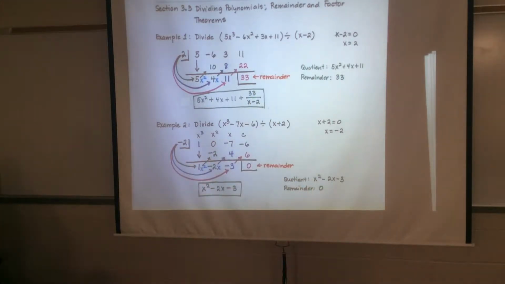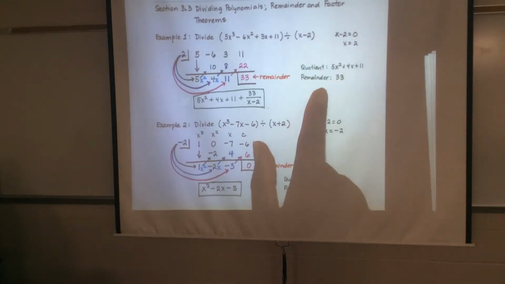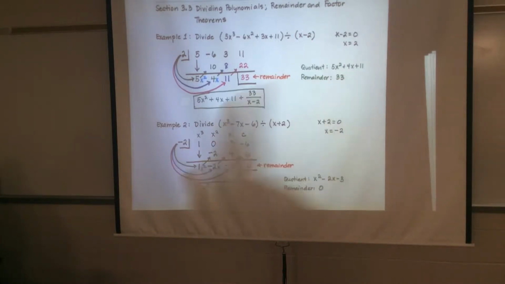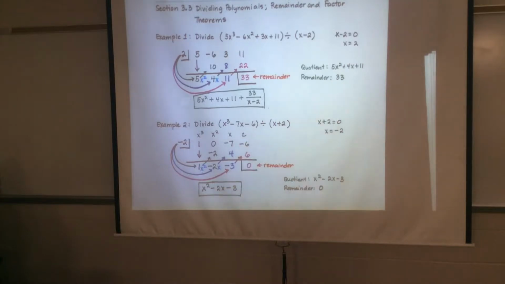Now, of course, in the homework, they're going to want the quotient and the remainder in separate answer boxes. For the quotient, they want, for this example, 5x squared plus 4x plus 11. And then for the remainder, it'll be 33, and not 33 over x minus 2.